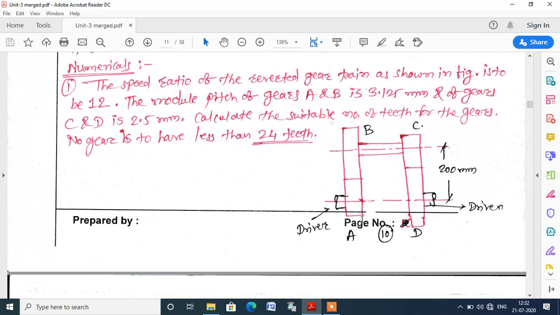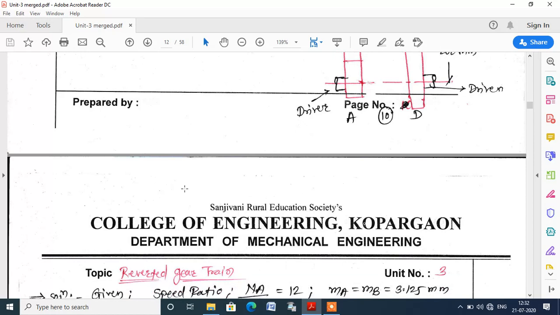Now this figure is given here. So this is gear B, this is gear C, this is gear A, and this is gear D. So this is a driver, let us say, and this is a driven. These are coaxial shafts, and B and C are compound gears as shown in figure. Center distance is given as 200 mm. Now we'll start the solution.